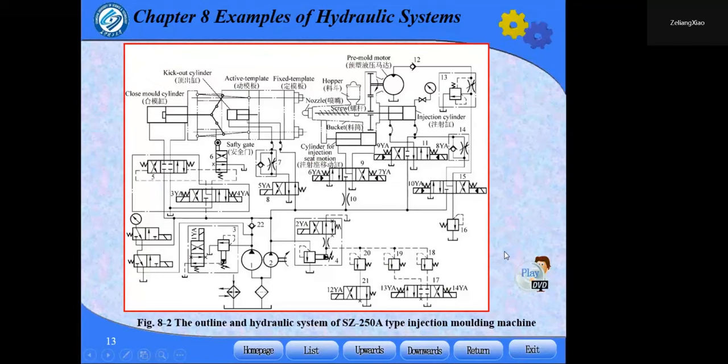First, the safety gate is closed. The safety gate is used to ensure security during operation. The closed mold cylinder is structured near the door, and valve 6 is in the normal position. It happens only when the safety gate is closed, and then the system action procedure begins to operate.